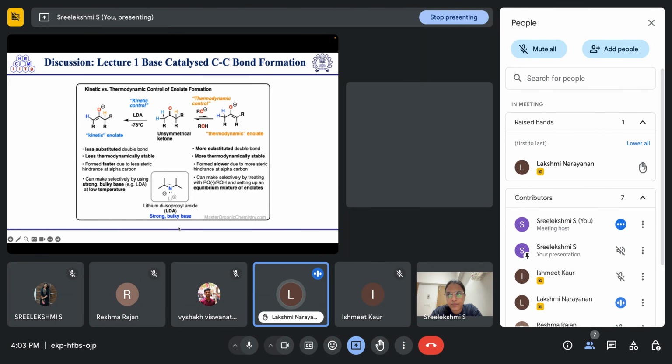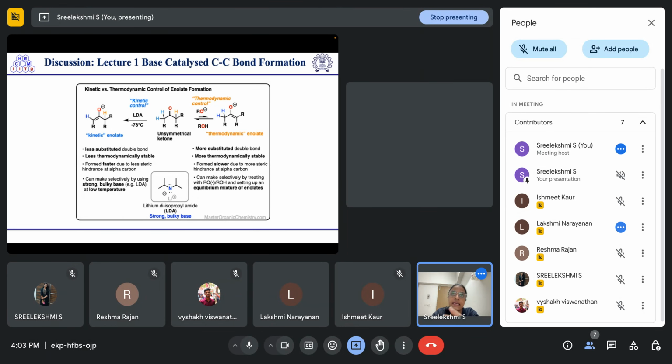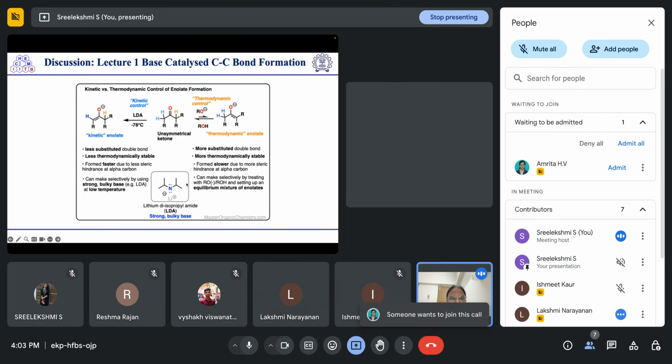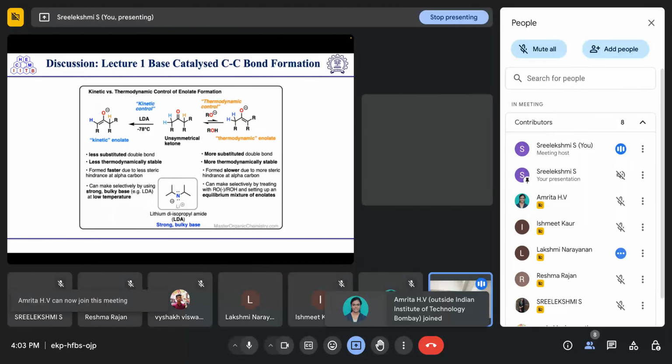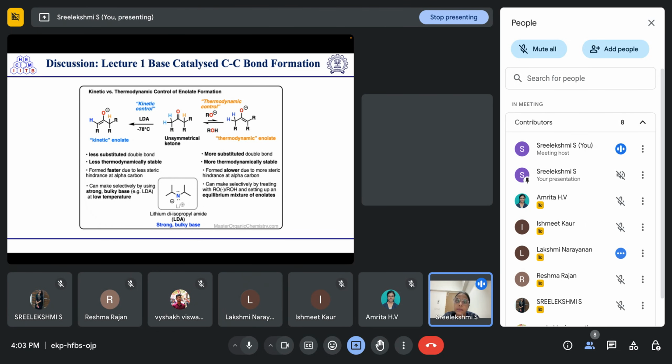Madam, why do we say thermodynamic enolate? Is there any reason for that? Basically, thermodynamic enolate will not usually form at room temperature or lower temperature. It needs more temperature to overcome the energy barrier, and only then will that enolate be generated, because it abstracts the proton from the more hindered position, so that needs more energy. That's why it is called thermodynamic enolate, and it is more stable compared to the kinetic enolate.